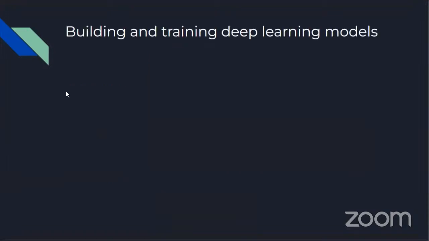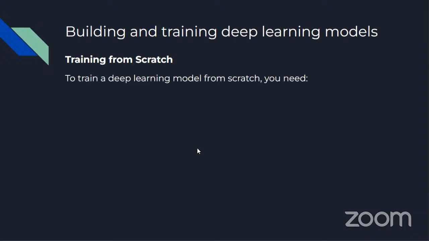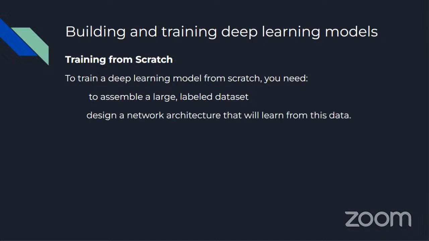Now, this was the working of the basic network. Now, how can we build or train a deep learning model? There are two approaches. First, you can train a deep learning model from scratch. When you're doing that, you need to assemble a large labeled data set. We are talking about a classification problem. You design a network architecture that will learn this data.